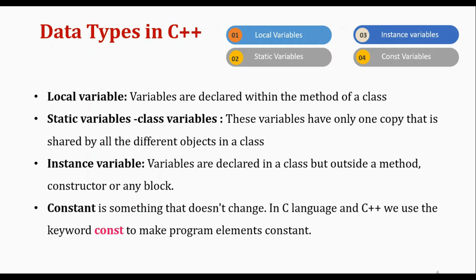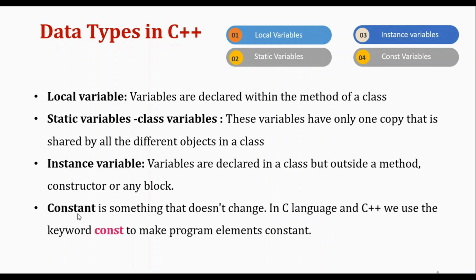Based on scope, we also have types of variables in C++. The first one is a local variable, a variable declared within the method of a class. The scope is within the method. Static variables or class variables have only one copy shared among the different objects of the class, and are declared inside the class. The next one is the instance variable, a variable declared inside the class but outside the method.